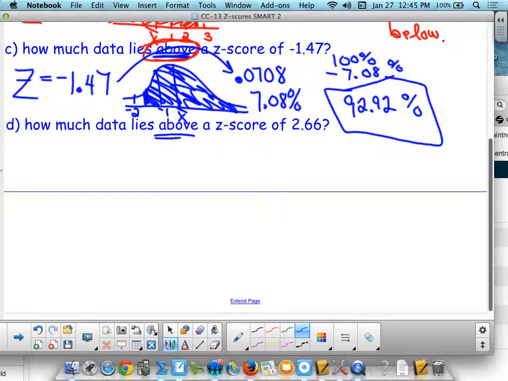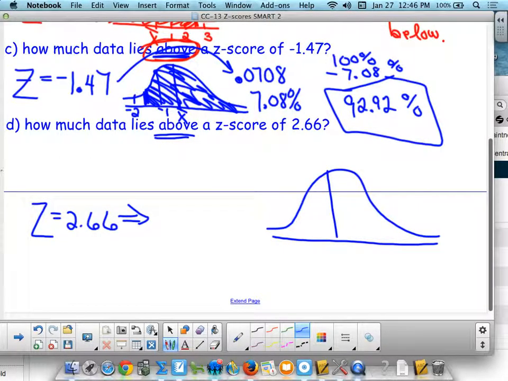Okay? All right. How much data lies above a z-score of 2.66? Here you go. Z-score 2.66 equates to what? And by the way, here's my picture. Here's 0. Here's 1. Here's 2. Here's 3. And we want 2.66 right here. So we want to go above that. So we want this percent of the people. By the way, that's a small percentage of the people that scored above my score.